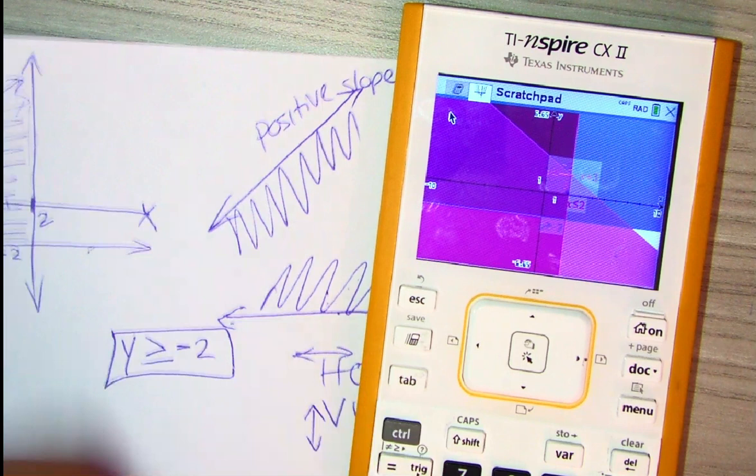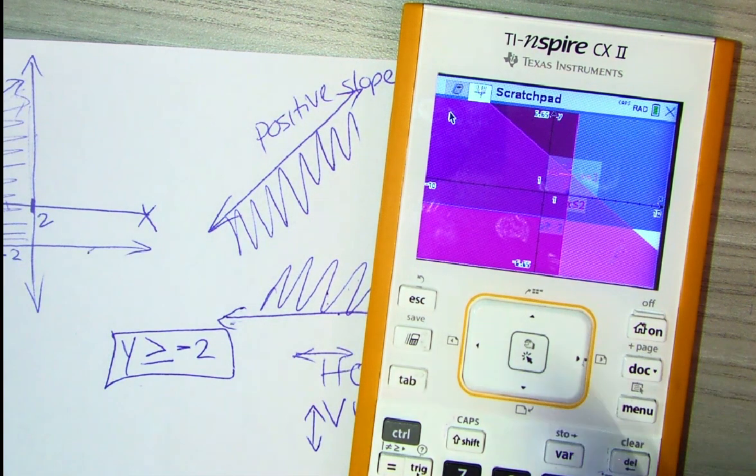And again, the whole point of this video is to show you how to type it in, how to double check that it is the solution set. So I hope this video helps you with that.